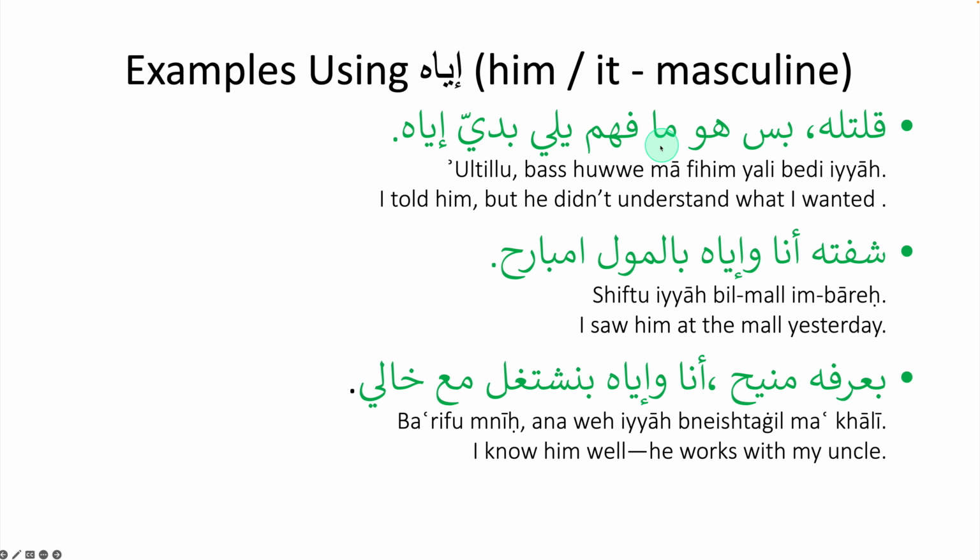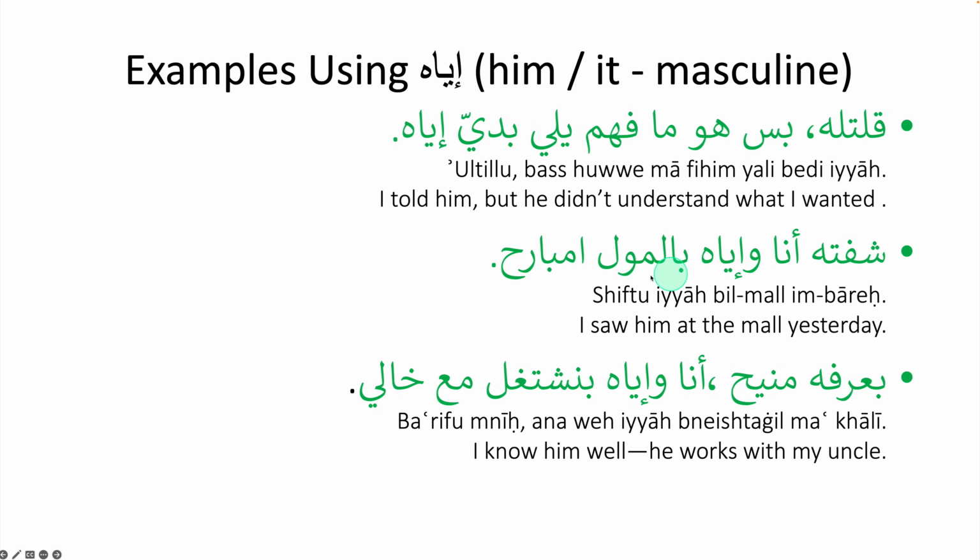قلت له بس هو ما فهم يلي بدي إياه. قلت له, I told him, بس هو, but he, ما فهم, did not understand, يلي, which, بدي, I want, إياه, it, what I wanted. So قلت له, I told him, بس هو ما فهم, but he did not understand, يلي, which, that, بدي, I wanted, إياه, which means it. So there, you could delete إياه, يلي بدي, which I want, and إياه, there you use it to put emphasis on what you are wanting or what you want. So there we use it to put emphasis or put more clarity in the sentence.